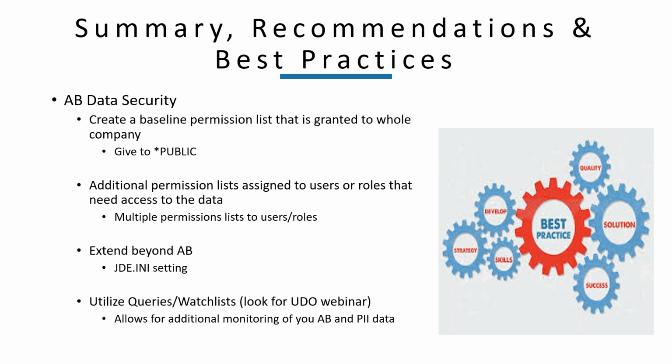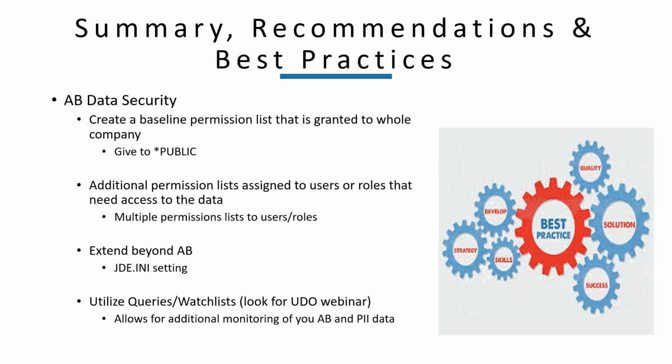It's almost just like your functional access; you should be planning your distribution of that the same way. For address book data security, again, create that baseline permission list that is granted to the whole company, the star public. Then add additional permission lists assigned to users and roles that need access to that specific AB data. You can have multiple permission lists to users and roles. You can't have multiple to users, but in my instance earlier, you can have multiple roles assigned to a user ID that have permission lists.